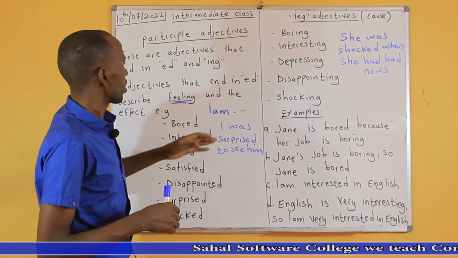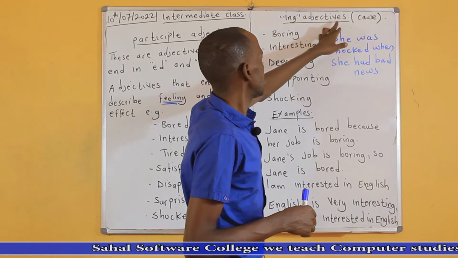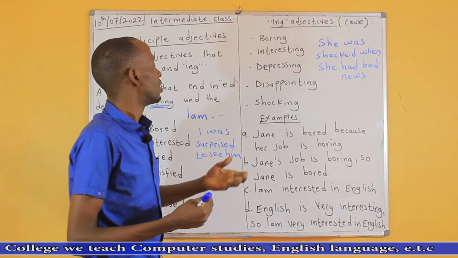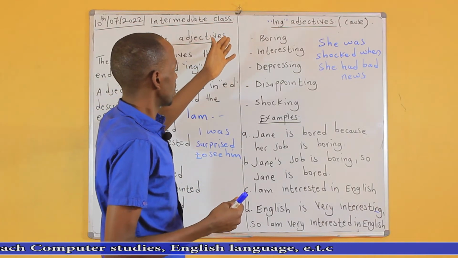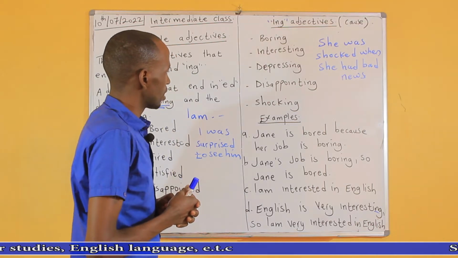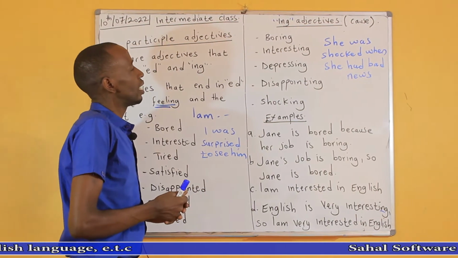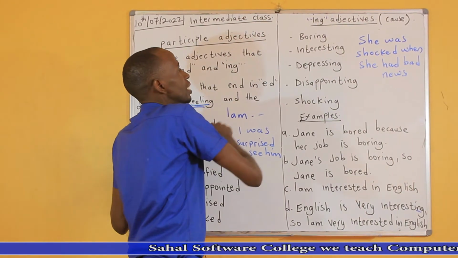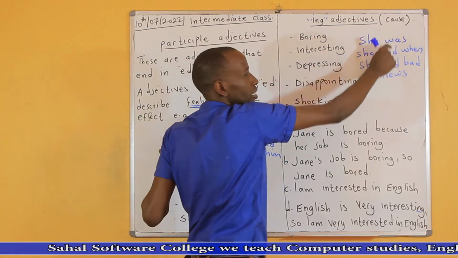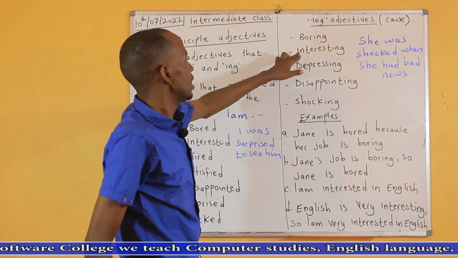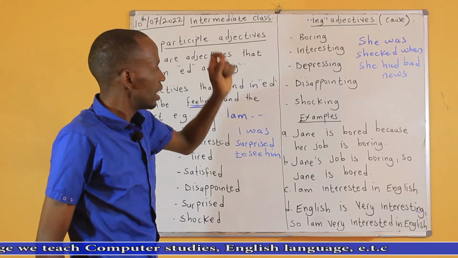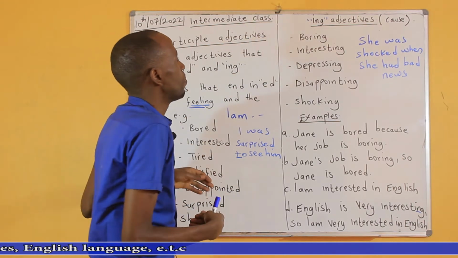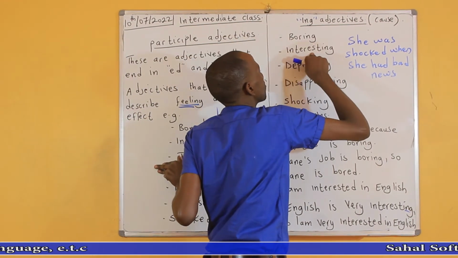So then I came here, I said ing adjectives. This one describes the cause. The cause is from where? Like boring, interesting, depressing, disappointing, shocking. I can say this teacher is boring. So it means this one is bored because there is a cause of something. I will say English language is very interesting. Therefore, we shall say I am interested because English is interesting.